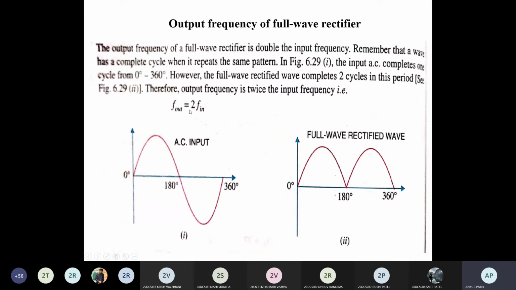So F out is equal to 2 times F in. So here for the full wave rectifier, the frequency becomes double, that is 100 Hertz. If we are having 50 Hertz, then it is 100 Hertz due to having a similar pattern. So you need to remember for half wave, F out is equal to F in, whereas for full wave, F out is equal to 2 F in due to having the similar waveform pattern.